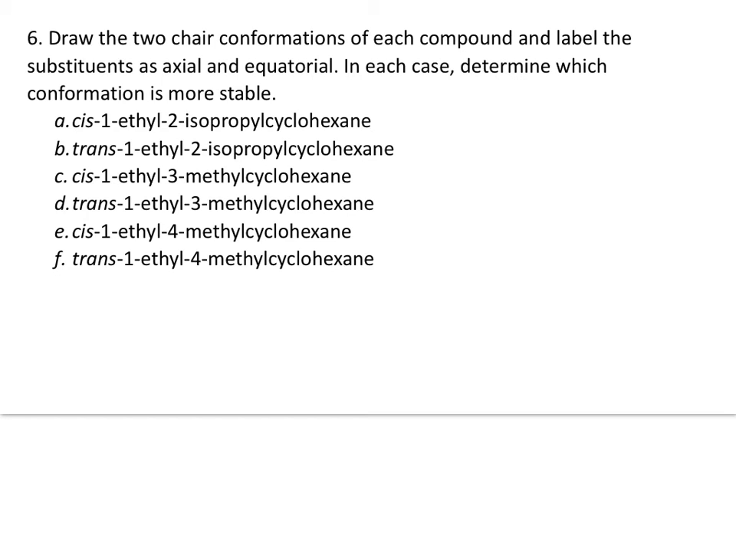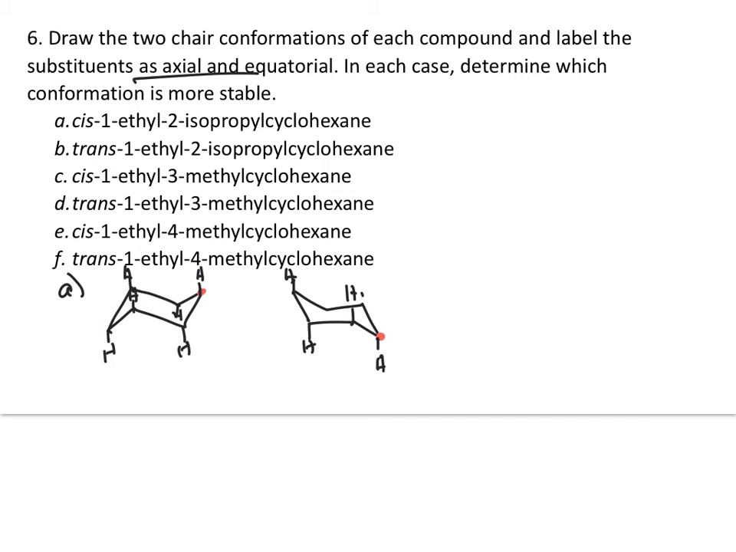Okay, so in this exercise you're supposed to do the two chair conformations of each compound, label axial or equatorial, and determine the more stable. So this will be good practice for you. This is your carbon here, and this is your carbon here. Just get in the habit of drawing in all your axial hydrogens, especially since you're just starting. It's good practice to do, and then you can always erase them.